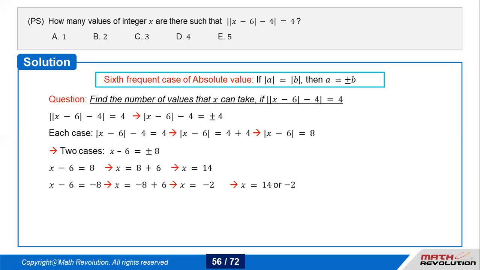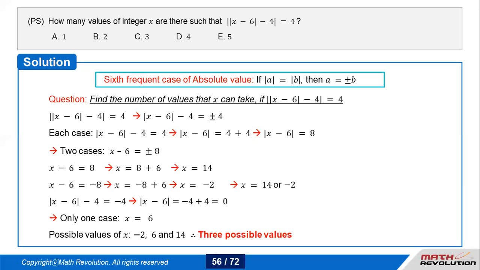Taking the other case for the first part that we did, it becomes mod of x minus 6 minus 4 is equal to minus 4. So modulus of x minus 6 is equal to 0. If it is equal to 0, then x has to be equal to 6. There is only one case. So all in total, we have three possible values, 14, minus 2, and 6. Answer goes as C.